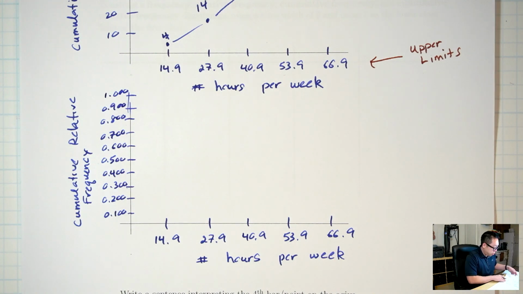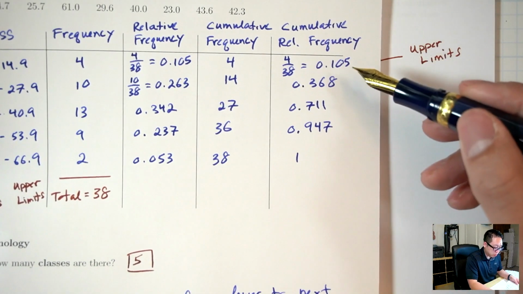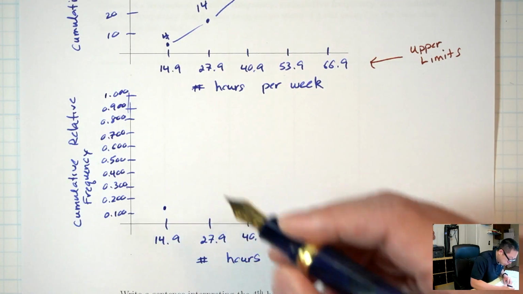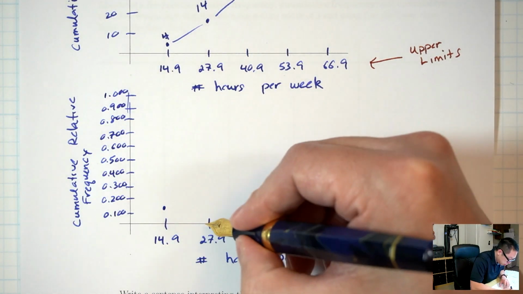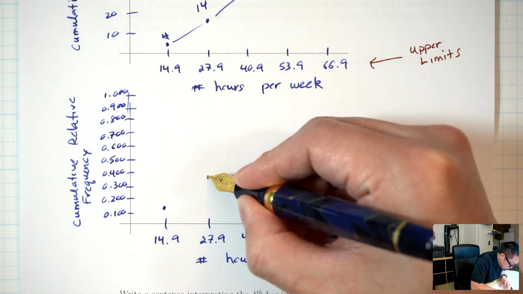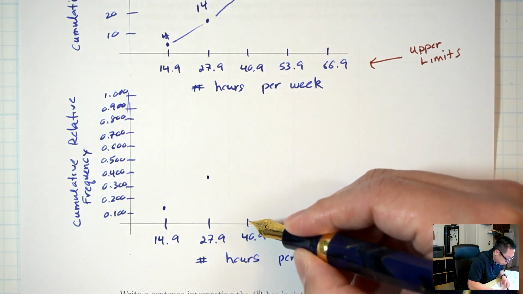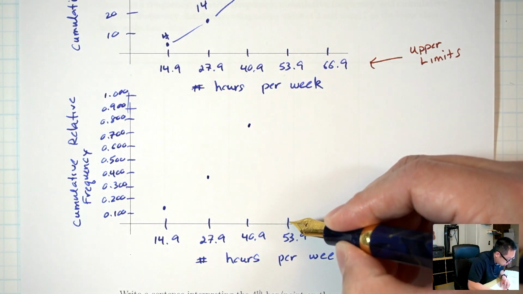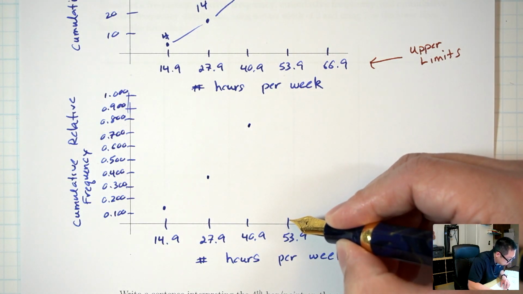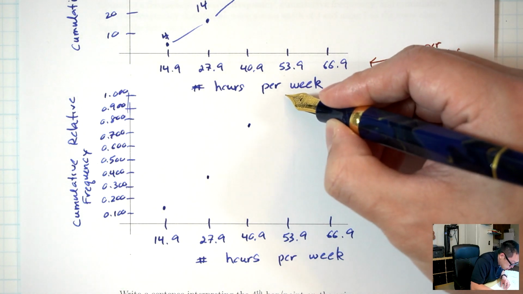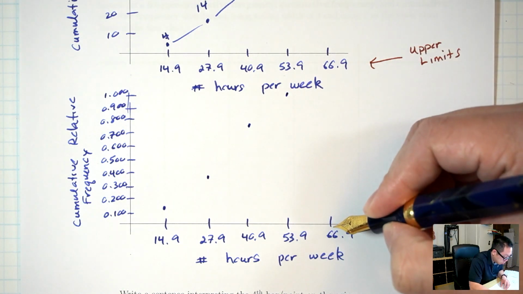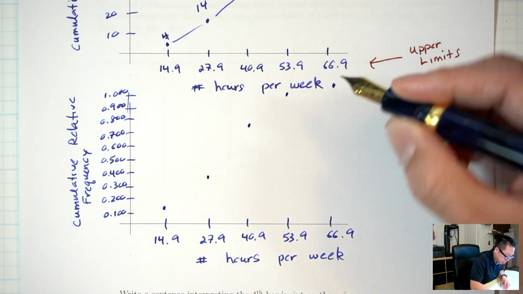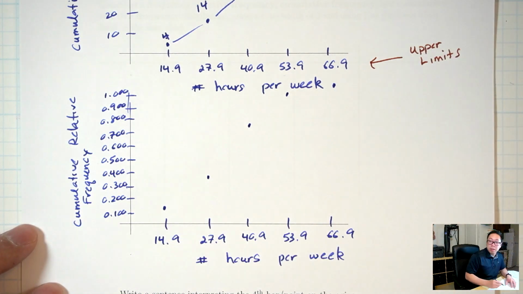All right, the first one, cumulative relative frequency is 0.105. That's right here. The next one is 0.368. Next one is 0.711. Next one is 0.947. This one here. Last one is 1, all the way up here. Connect with dots.